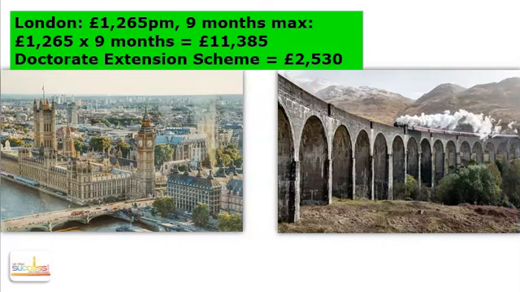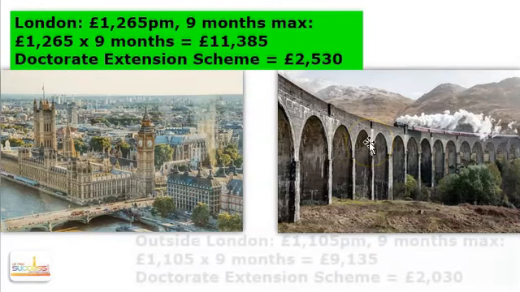If you intend to enroll on the doctorate extension scheme, that's going to be £2,530 only. And you don't need to show any funds if you intend to study at a residential independent school. All you have to do is to show that you have covered the cost of the course and the boarding fees for 1 academic year.